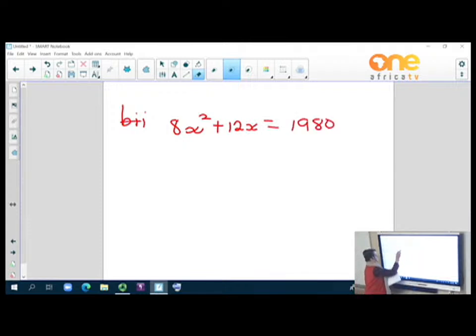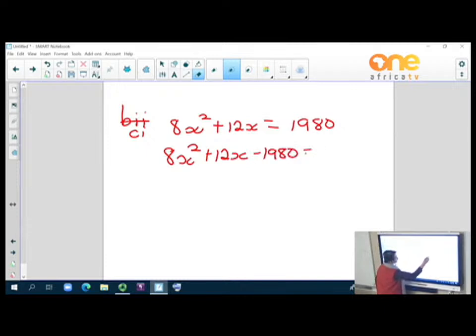Oh, this is C. Okay, C1. And then they say, show that you get that and solve this. Again, you cannot just use it. You have to show that you get to that. So I will bring it over, 8x squared plus 12x minus 1980 is equal to 0.